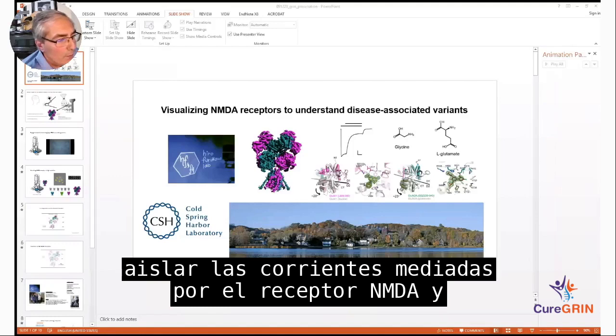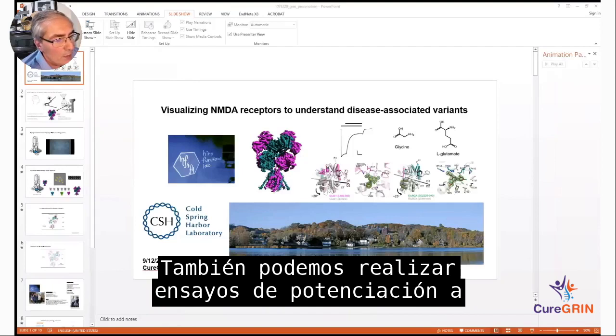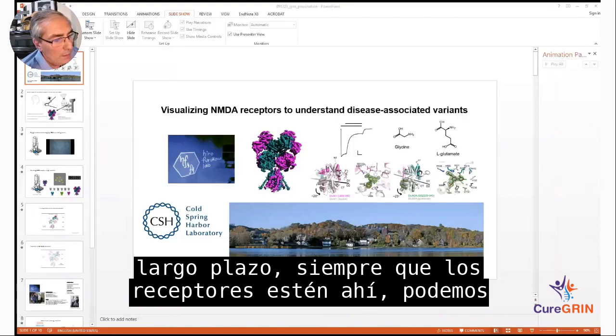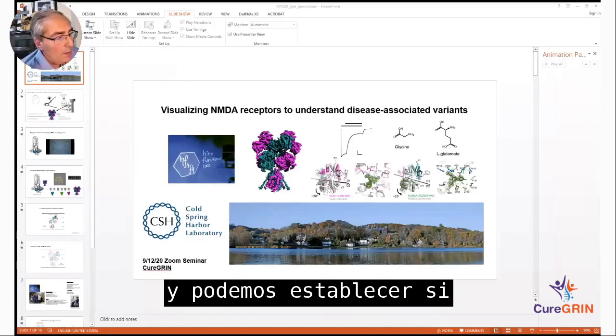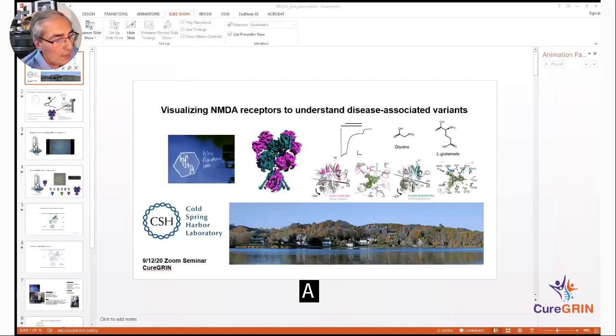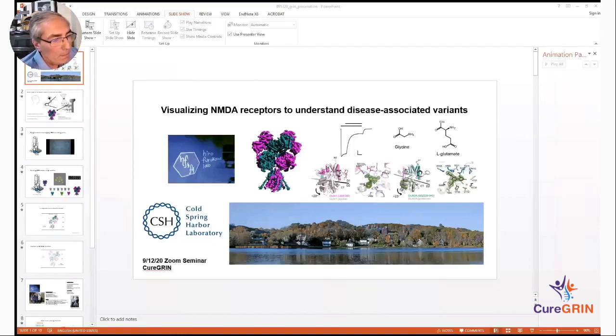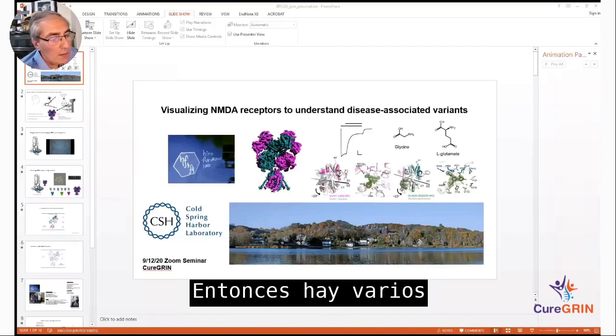we can isolate NMDA receptor mediated currents and establish whether there's increased function. We can also run long-term potentiation assays, as long as the receptors are there, to establish whether they're contributing more or less to the assay that we measure in brain slices. So there are several ways.